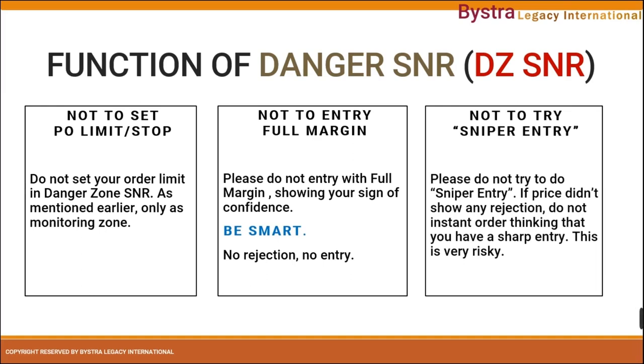Thirdly, there is no point trying to show off that you have a sniper entry just because you are predicting the price will reject in the danger zone SNR. This is the same case as trying to put a PO in this area. Guys, as I said earlier, there is nothing smart about trying to show off your sniper entry. The only time it is smart to show off your sniper entry is when you can lower your risk so much that it is even lower than 10 pips. You will learn about the smart entry later on.